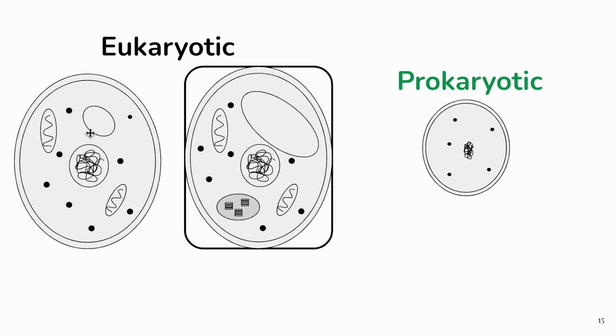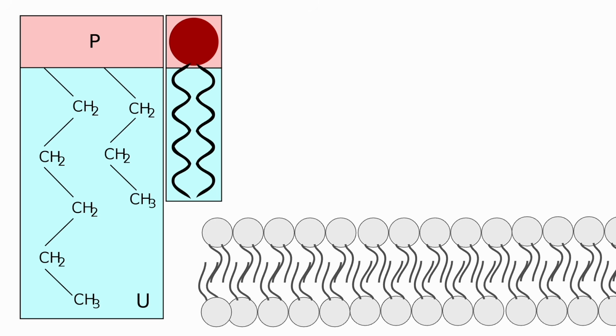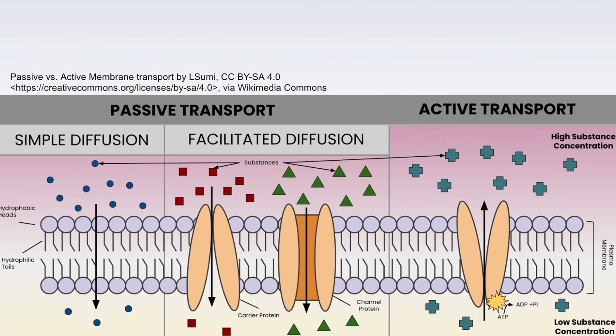And remember, both plant and animal cells are eukaryotic. Now let's zoom in once again on that cell membrane. Remember, it is made of a phospholipid bilayer. Now different molecules can get in and out of the cell membrane in different ways. We have simple diffusion, which is the movement of particles from a higher concentration to a lower concentration.